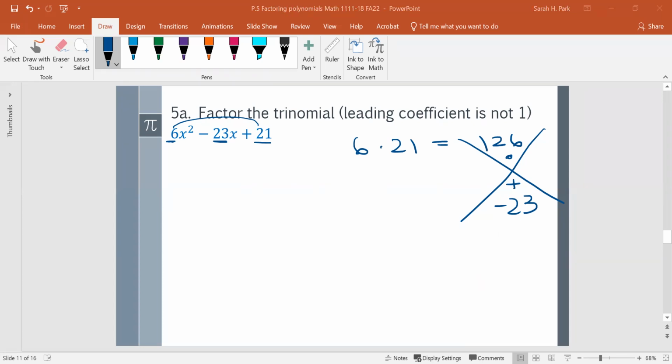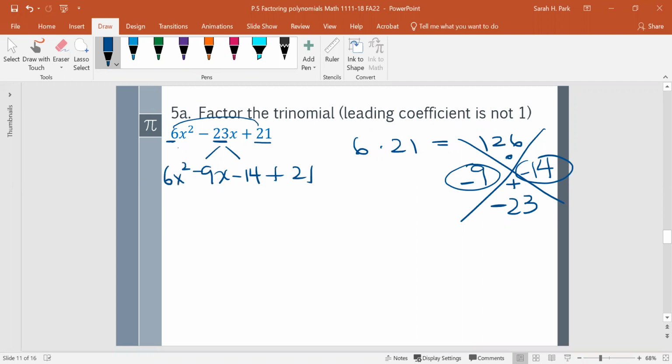Okay, so I worked this problem out and played around with my calculator. So here I know 126 can be split up into 9 times 14. But because I want to add to negative 23, I'm going to add negative 9 and negative 14. And so after we get these two numbers, what we need to do is split the middle term, negative 23x, into negative 9x minus 14x. Bring the last number down, plus 21, and then bring the 6x squared, the first term.